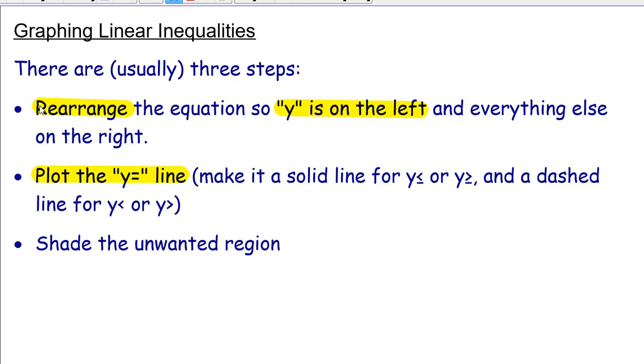Now, make it a solid line if y is greater than or equal to, or y is less than or equal to, because the points on that line will be inclusive, and a dashed line for y is greater than or y is less than, because the points on that line are not inclusive, and shade the unwanted region. So shade the unwanted region. So these are usually the three steps involved, and I'll show how to go about this in these examples.